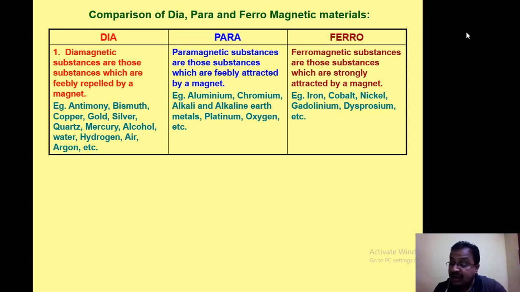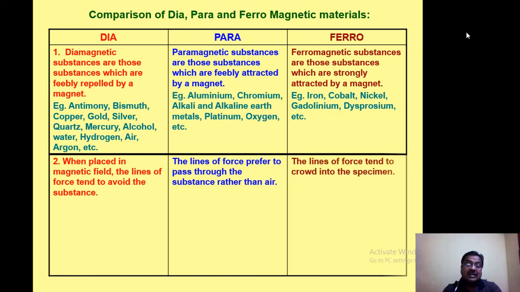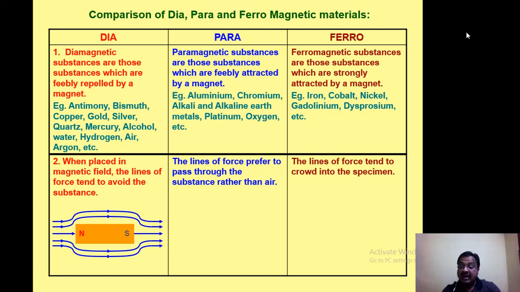dysprosium, etc. But the most important thing, the difference between paramagnetic and ferromagnetic substances, is that the properties shown by ferromagnetic substances are on a magnified scale, to a magnified degree, as compared to those of paramagnetic substances. This is the first property. Second property: when placed in a magnetic field, the lines of force tend to avoid a diamagnetic substance, as is clear from this figure.